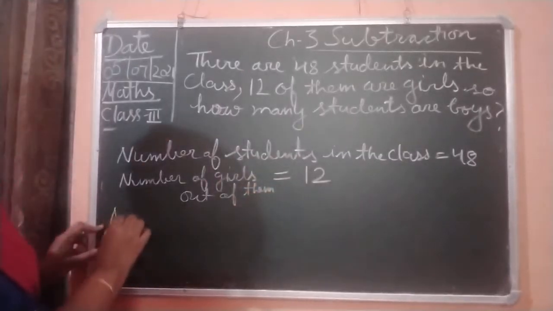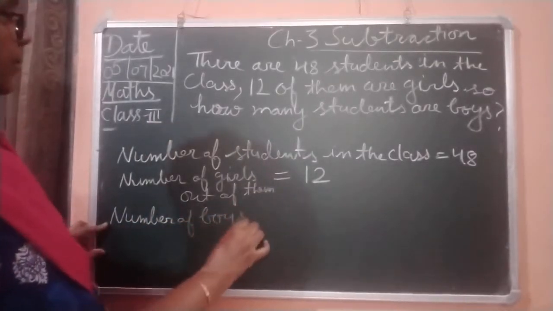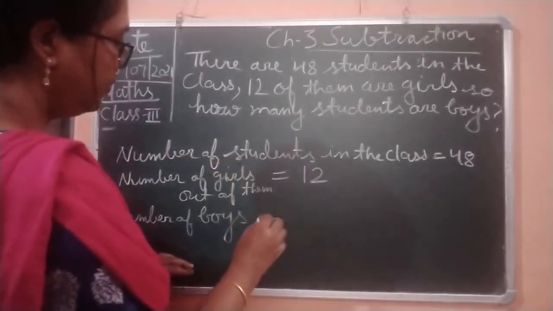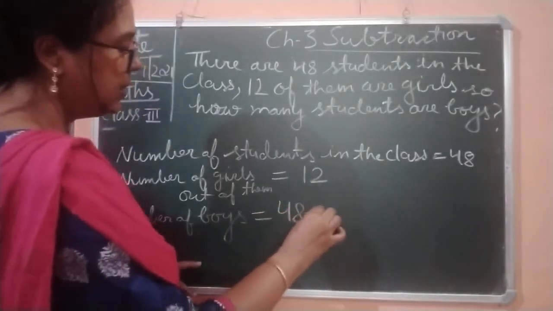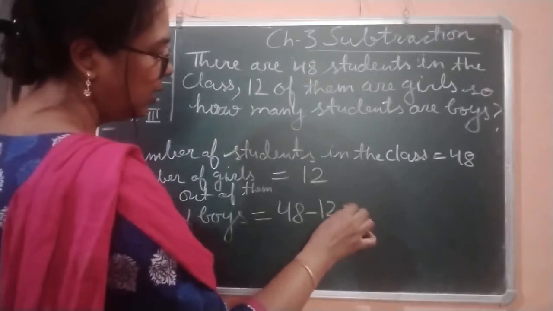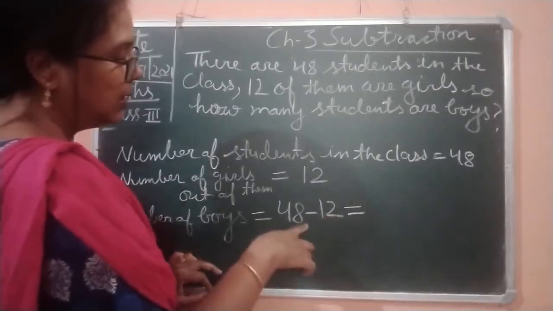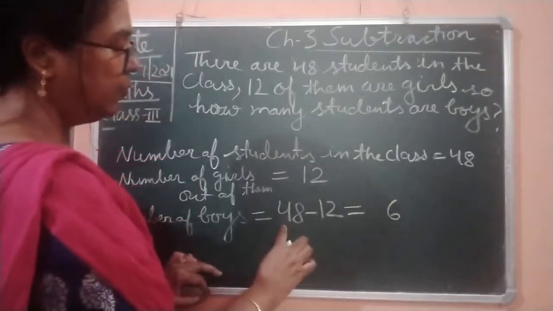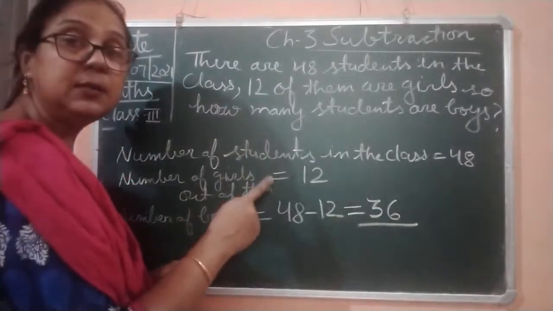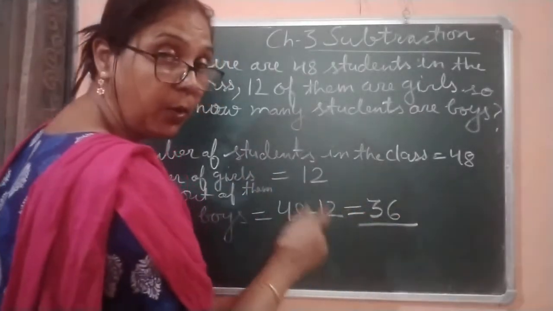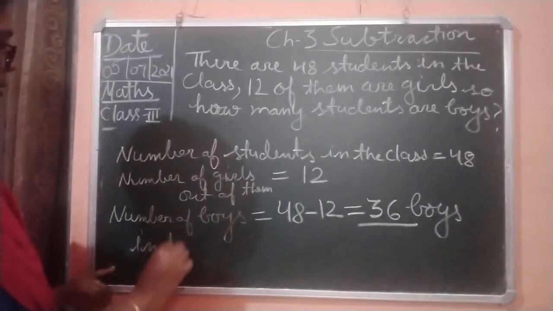Okay. Now you will write number of boys. So how can you take out the number of boys? First you will write 48 and then minus 12. So 8 minus 2, first we will start from the ones column. 8 minus 2 is 6 and 4 minus 1 is 3. So there are 12 girls in the class and 36 boys in the class.